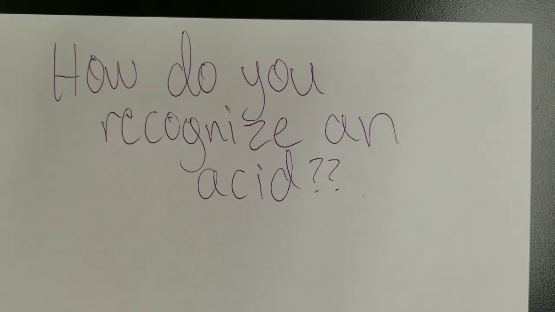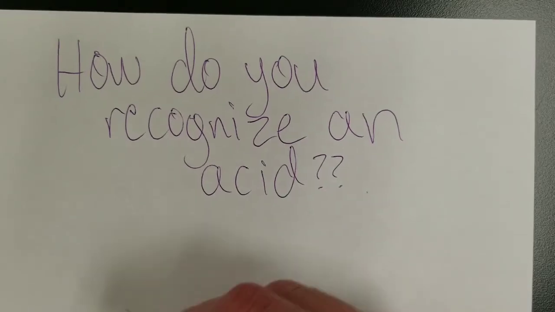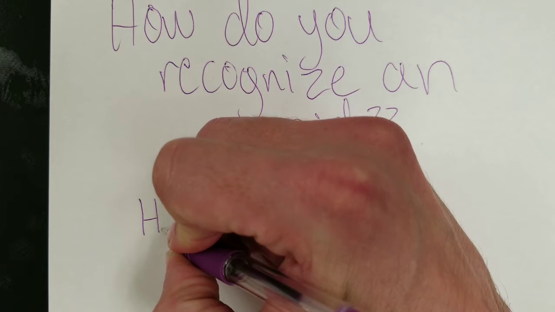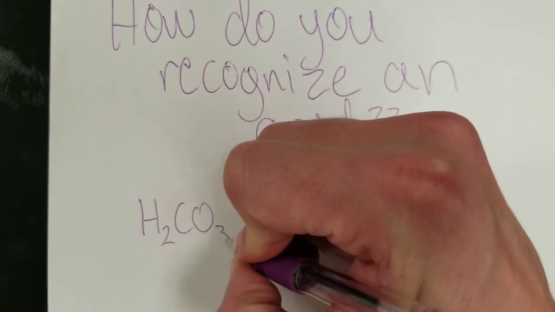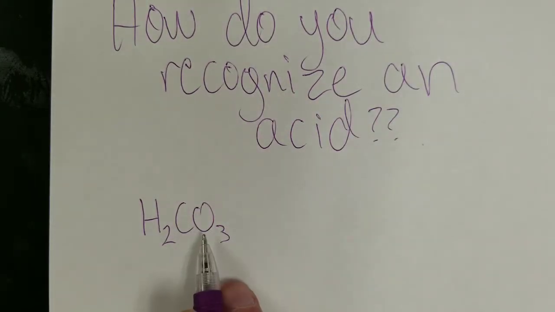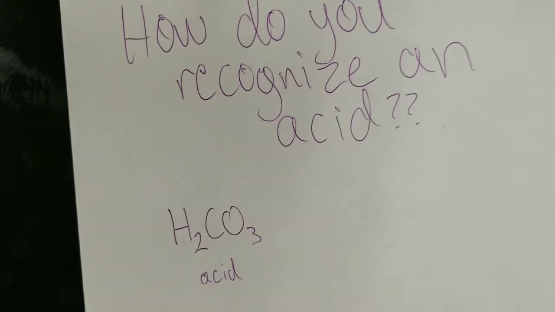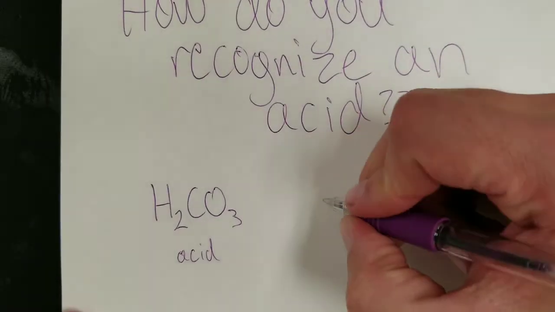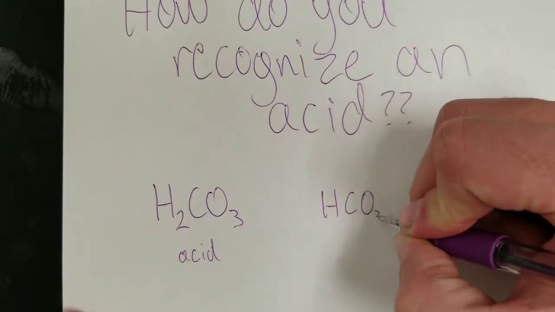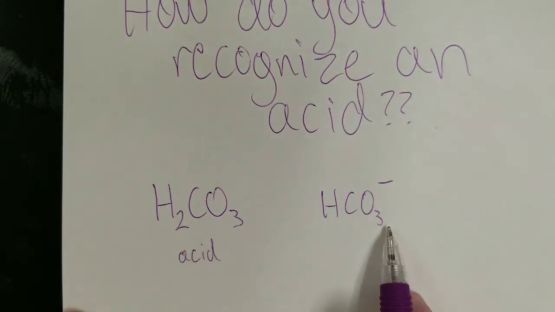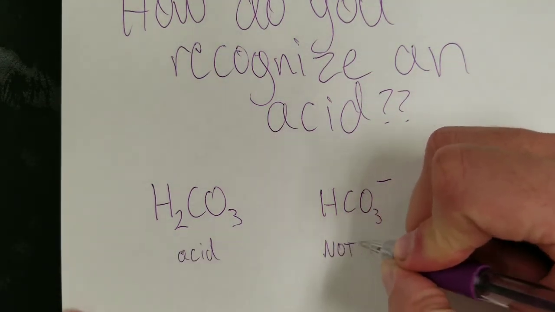So, how do you know something's an acid? Consider this. H2CO3. That is an acid. It's called an oxyacid. It contains oxygen, but this is an acid. So, acid. Consider this. HCO3 minus charge. This is not an acid.